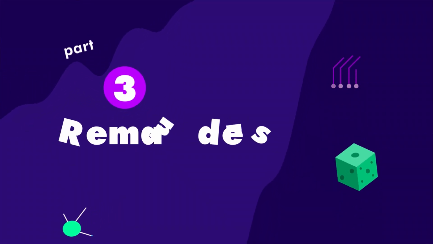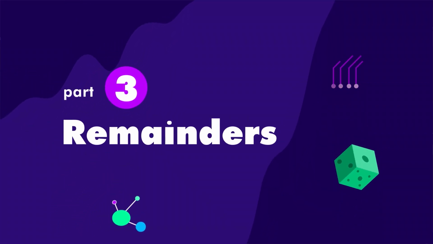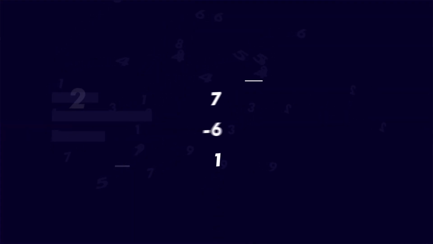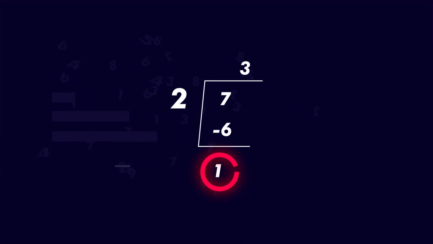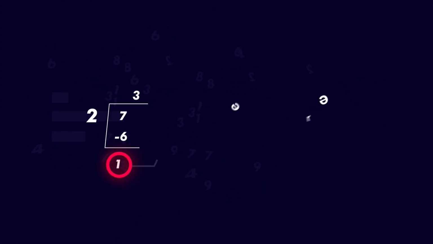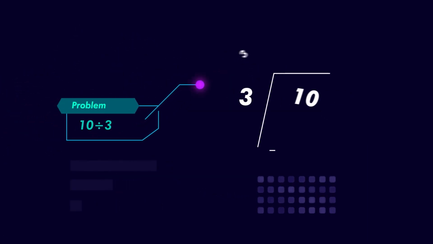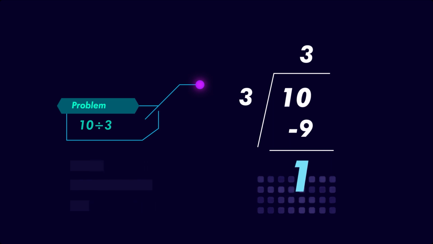Part 3. Remainders. We all learned how to divide numbers when we were kids. If you know how to divide numbers on paper, you probably know this thing over here. This is called the remainder. It's the leftover number after division. For example, let's divide 10 by 3. We put 3 here, 9 there, and subtract. Now only 1 is left. We can't divide it anymore, so this is the remainder.